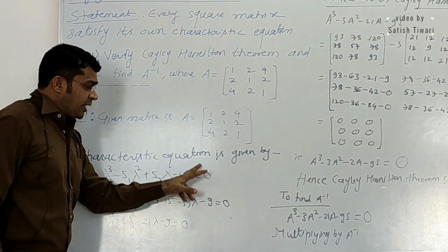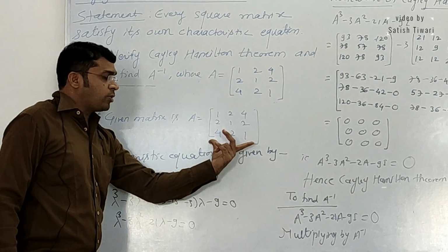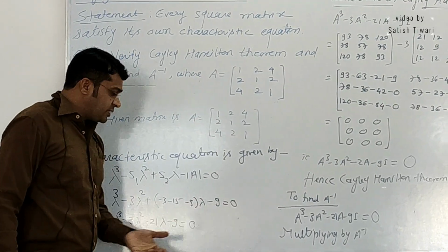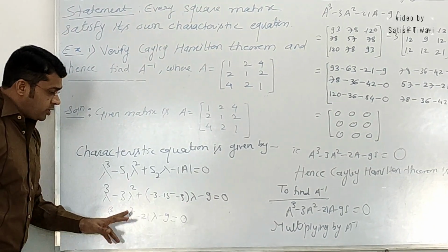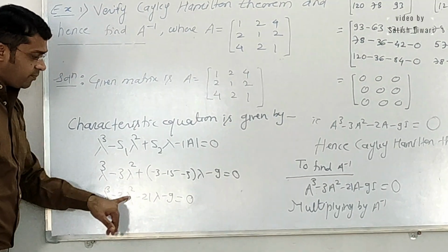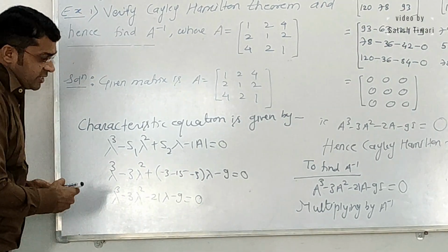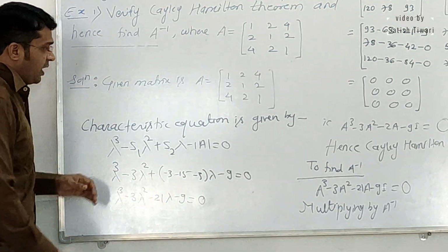And now calculate the determinant of A. Determinant for this you can calculate by calculator. So minus 9 is there. Do the calculation. We have lambda cube minus 3 lambda square, then addition for this, minus 21 lambda minus 9 equals 0. And this is the characteristic equation we are having.